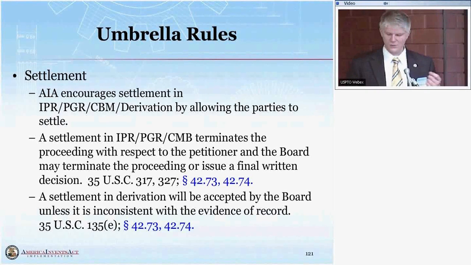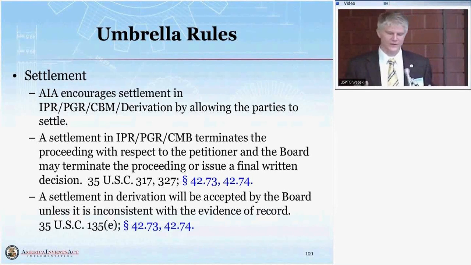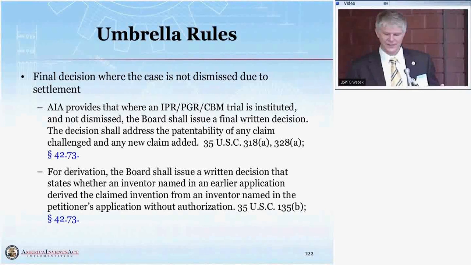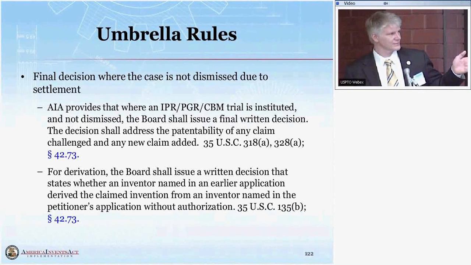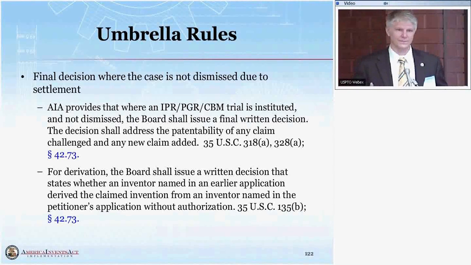Now, for settlement in derivation, we're going to go ahead and accept the settlement unless it's inconsistent with the evidence already of record. Now, when we do have a final written decision, so the case doesn't settle, we have the hearing, it goes to decision. Let me follow the slide: we'll issue a final written decision in the IPR, PGR, and CBM. We're going to identify the claims, are they patentable or not. For derivation, we'll say which claim subject matter goes to which inventor, okay? Who is the true inventor here? So that's a final written decision.